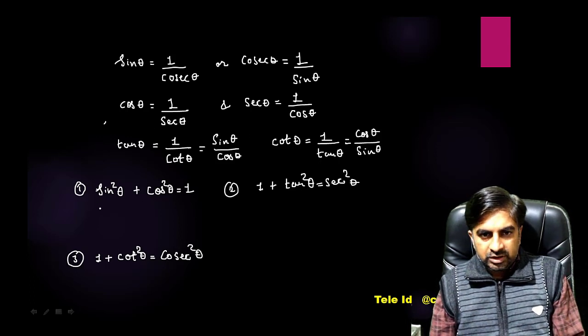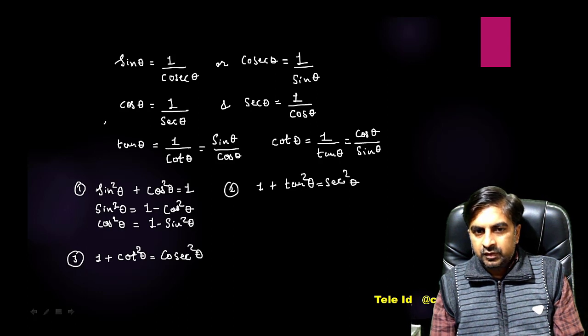Now you can convert these; actually from these we get 6 more. Sin square theta can be written as, if I take cos square theta to the other side, 1 minus cos square theta, or you can say cos square theta is equal to 1 minus sin square theta. This way you can form 2 more from this, and also 2 more from there, total 9. 1 is equal to sec square theta minus tan square theta.